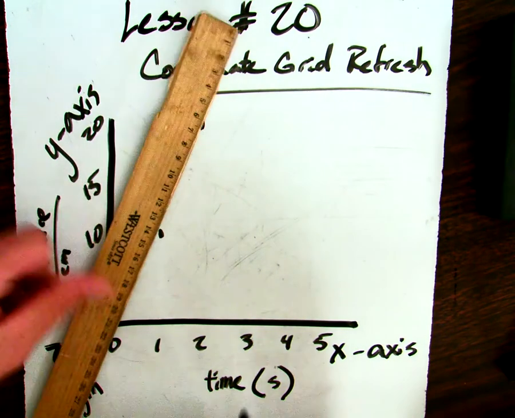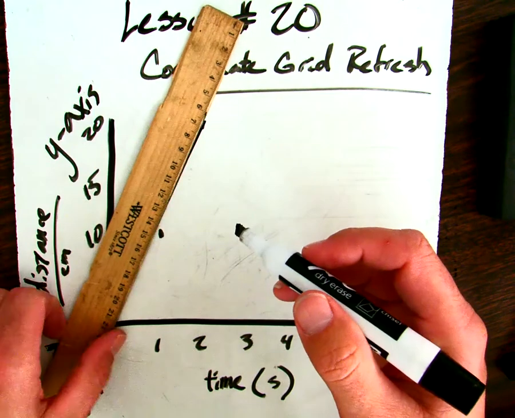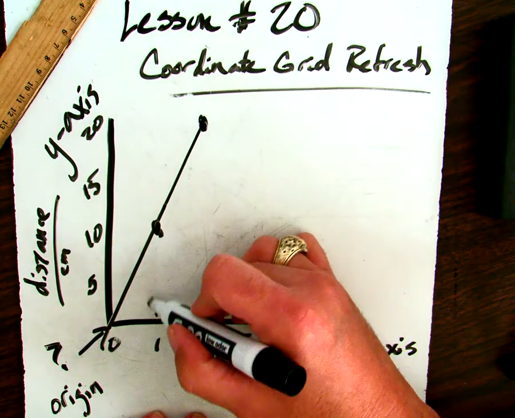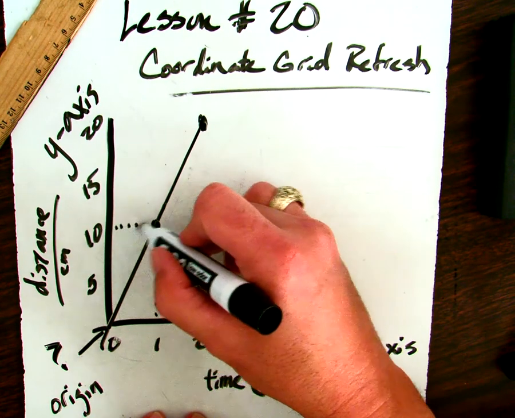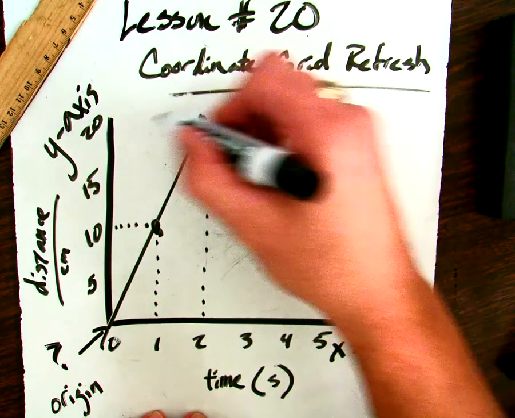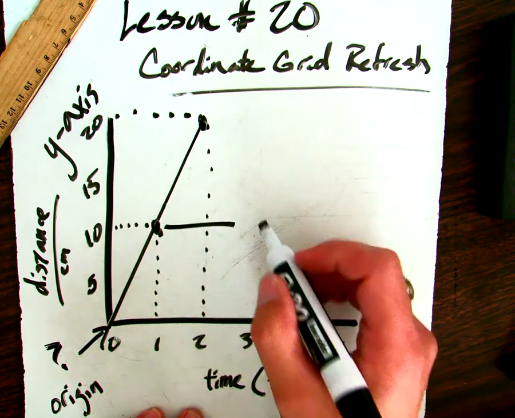So we're going to make a line here that showcases our data. My point is a little bit off right there, so I'm going to move that over some. There we go. So now you can see after 1 second, we went 10 centimeters. After 2 seconds, we went 20 centimeters. So we want an ordered pair for this right here.